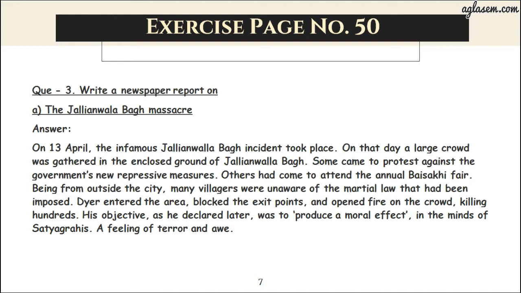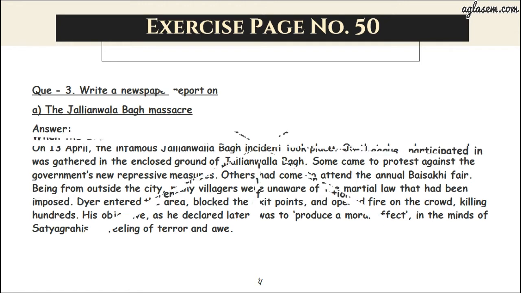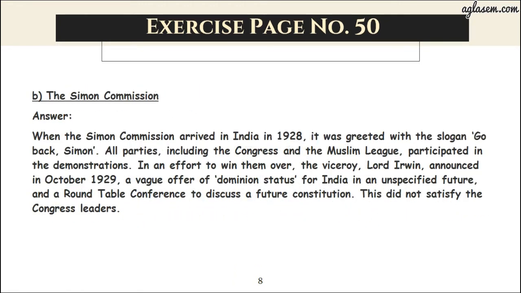Dyer entered the area, blocked the exit points, and opened fire on the crowd, killing hundreds. His objective, as he declared later, was to produce a moral effect in the mind of the Satyagrahis, a feeling of terror. Now, let's come to part B of the same question, the Simon Commission.